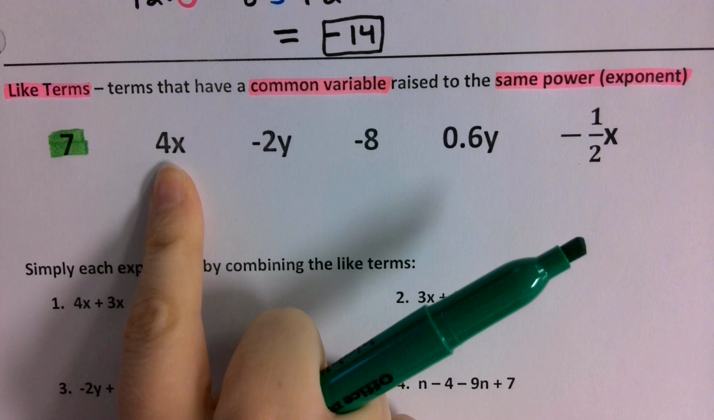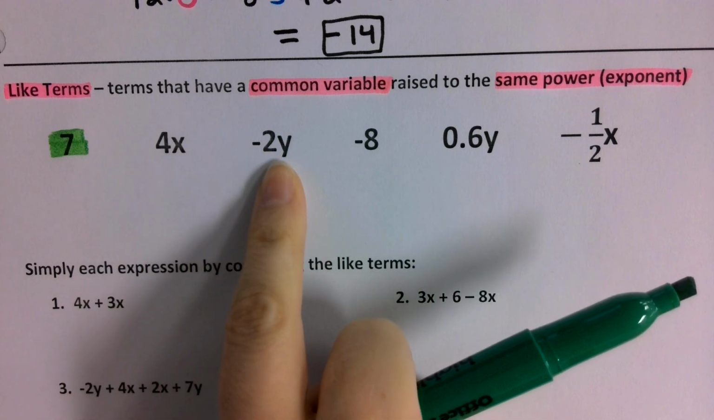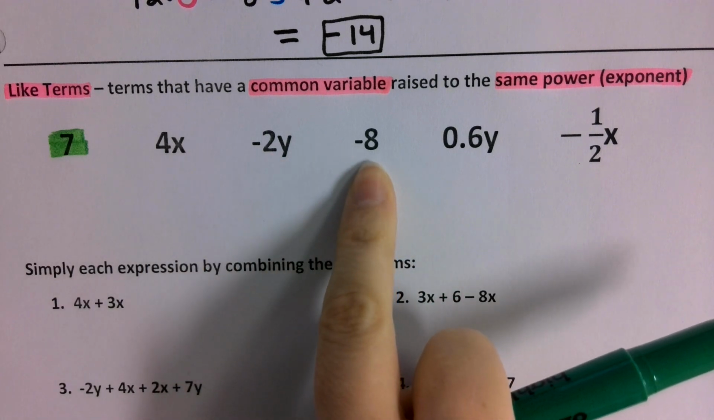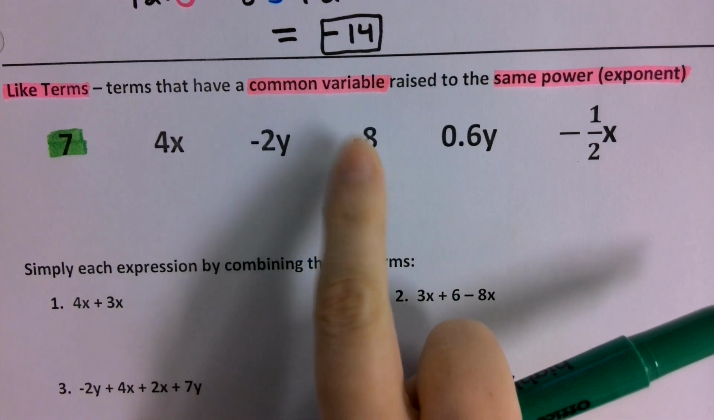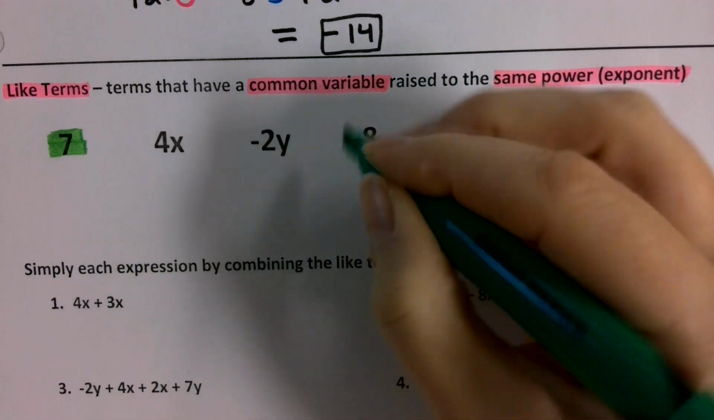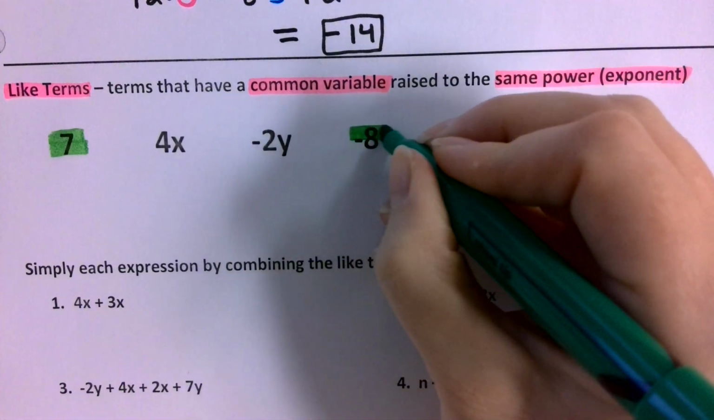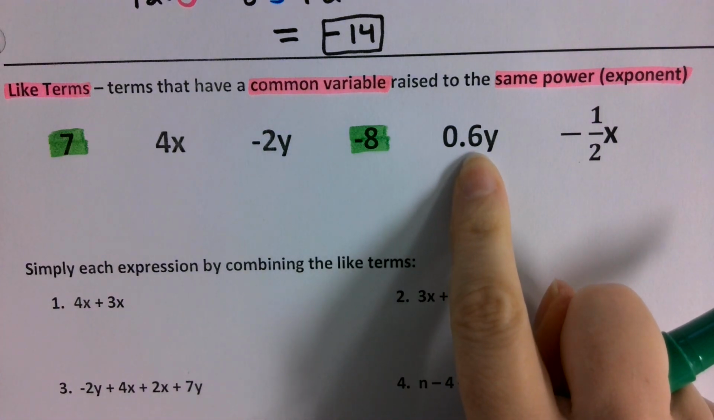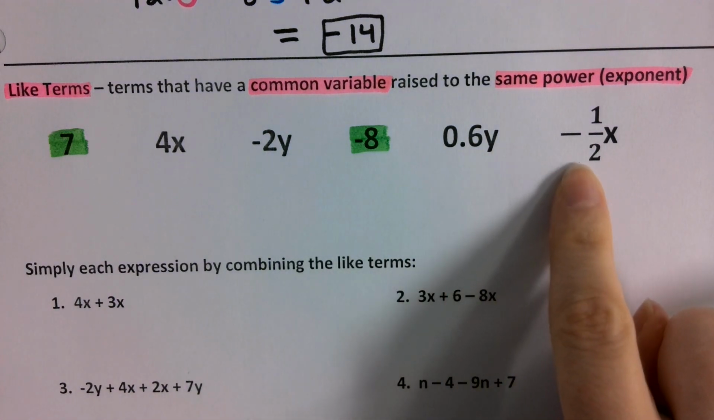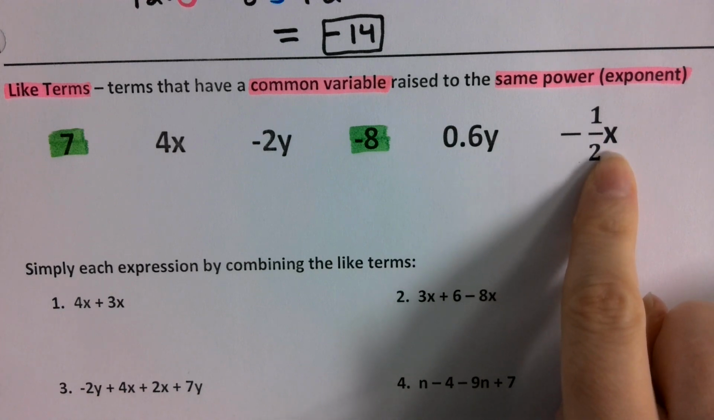So is this a constant? No. What about this one? No. What about this one? No. Yes. It's just a number, isn't it? Is there a variable with it? No. So is this a constant? Yes. So I'm going to highlight it in green. That's a constant. What about this one, 0.6y? Is that a constant? No. What about negative 1/2 x? Is that a constant? No.